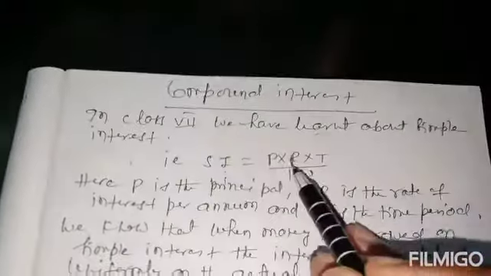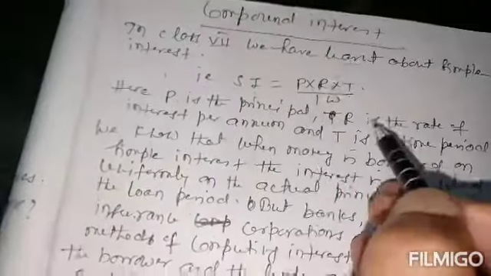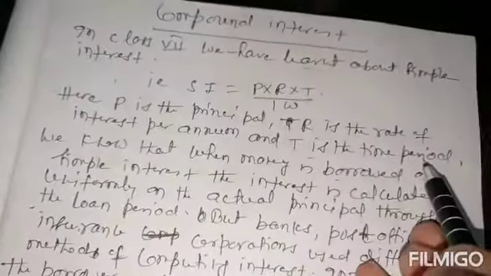Today I am going to start a new chapter, compound interest. In class 7 we have learnt about simple interest. That is, simple interest SI is equal to P into R into T by 100. Here P is principal, R is rate of interest and T is time period.